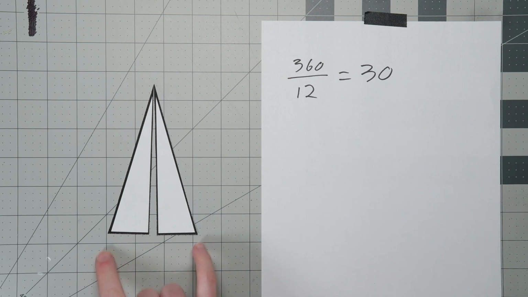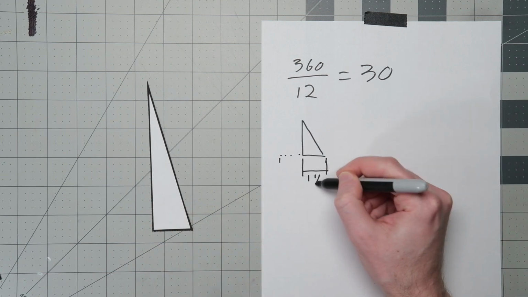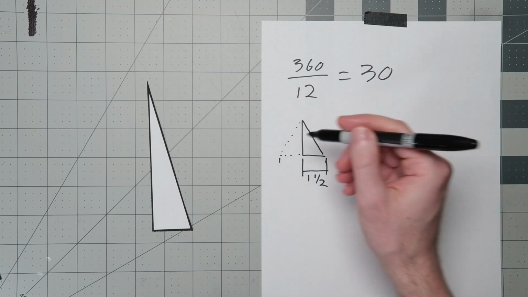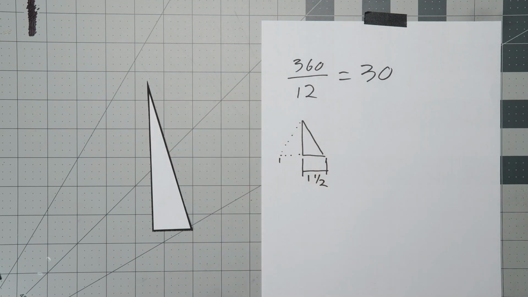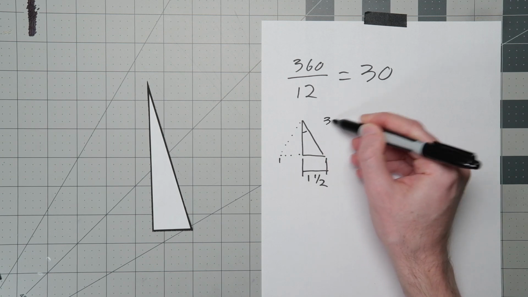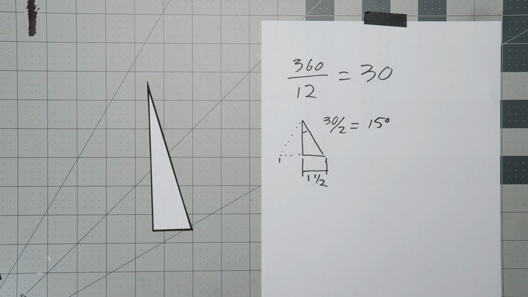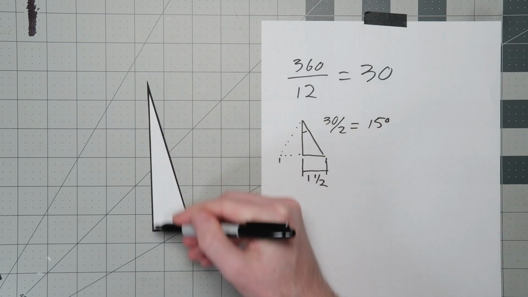I mentioned earlier that each side of that 12-sided shape was going to be the width of my frame, and that measurement is 3. With this triangle cut in half, we can determine that this length is half of 3, or 1.5. We found this angle earlier by taking 360 divided by the number of sides of the base shape. 360 divided by 12 is 30. So we know that this angle is half of 30, or 15 degrees.